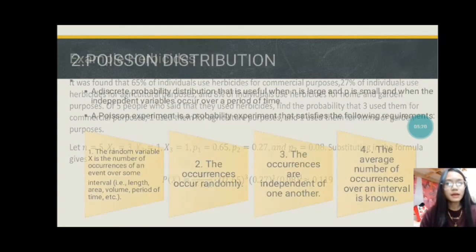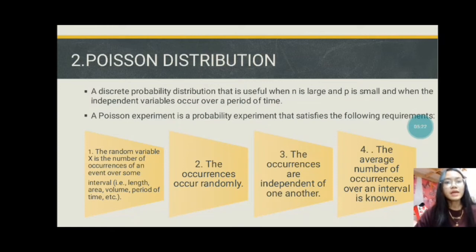Next is the Poisson distribution. It is a discrete probability distribution that is useful when n is large and p is small, and when the independent variables occur over a period of time. It can be used when a density of items is distributed over a given area or volume, such as the number of plants growing per acre or the number of defects in a given length of videotape.